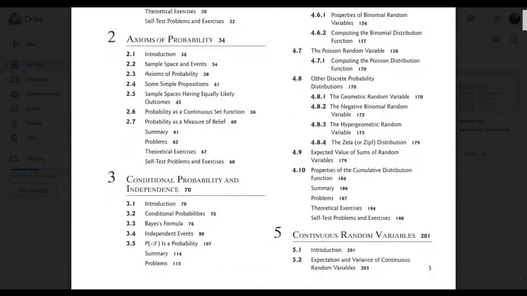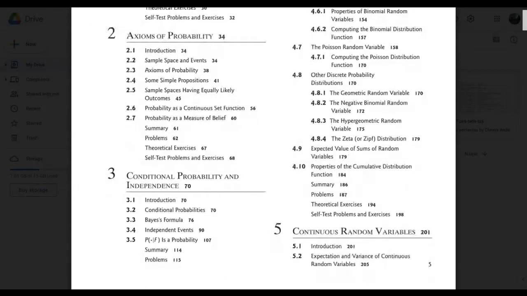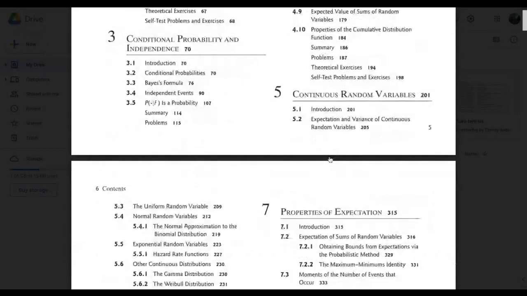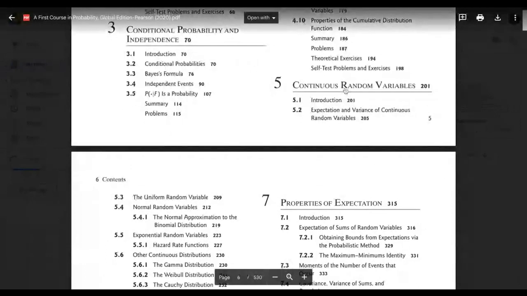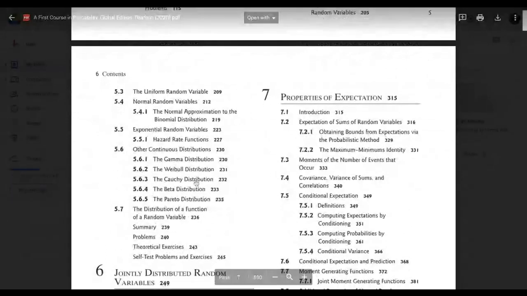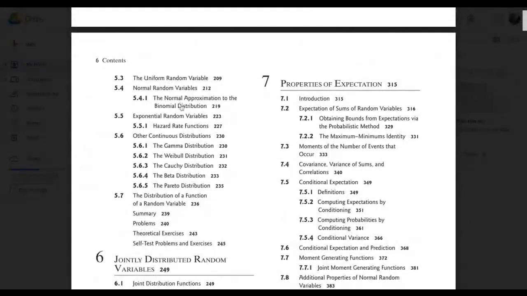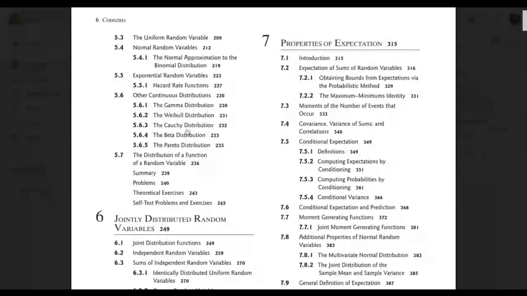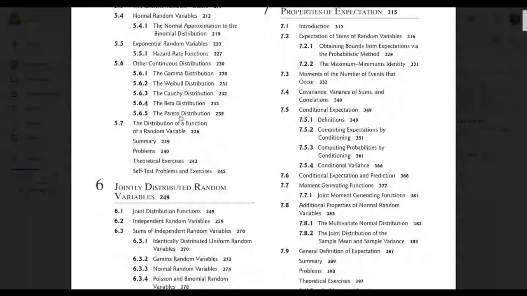Zeta distribution. Since we have random variables, now we're going up to functions. So we have probability models, expected values and cumulative distributions. Chapter 5, continuous random variables, a very important concept. Normal distribution, uniform random variable, gamma, Weibull, Cauchy, beta, Pareto. I don't know how many we can cover.